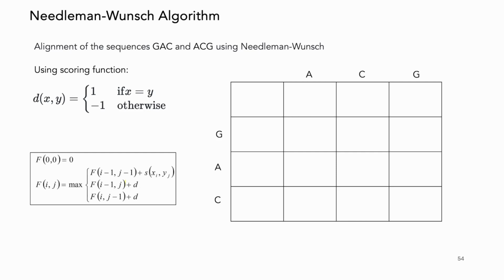Let's get started with our first algorithm, the Needleman-Wunsch algorithm for global sequence alignment. Given that we have two different DNA sequences, the first sequence is GAC and the second sequence is ACG. How can we identify the most optimal alignment between these two sequences? The first thing we have to do is to create a scoring matrix.